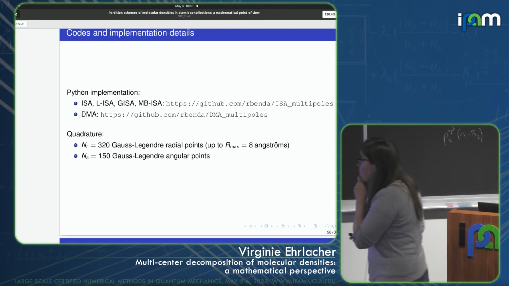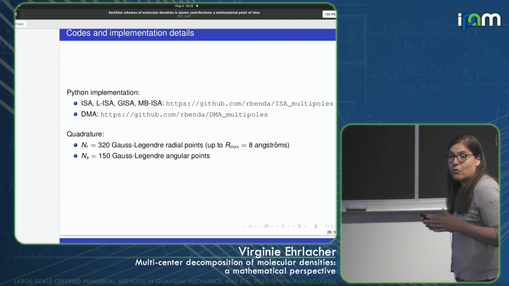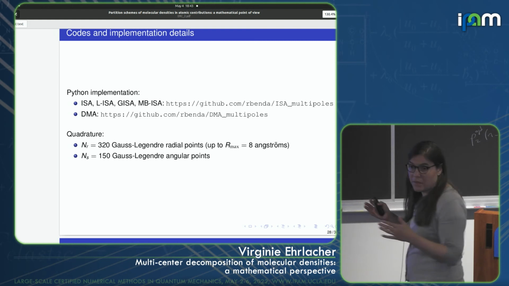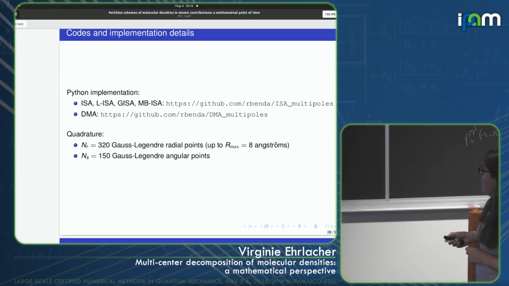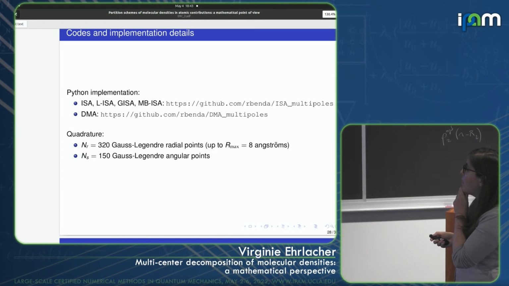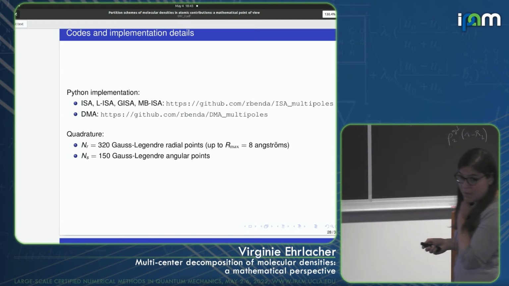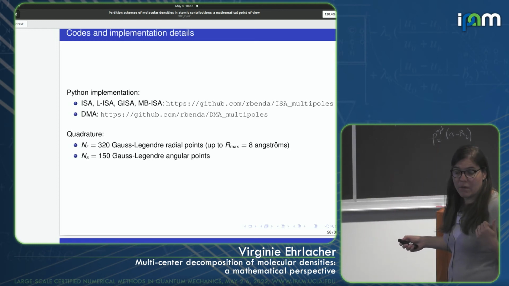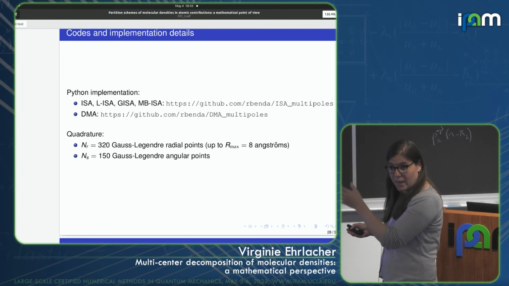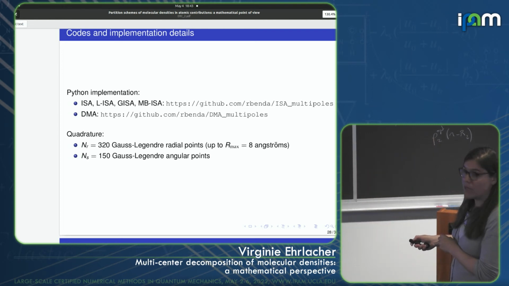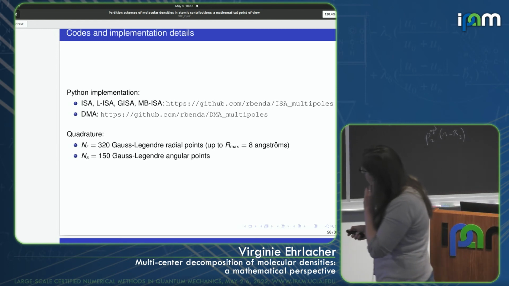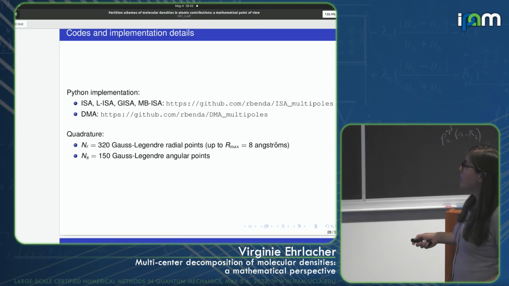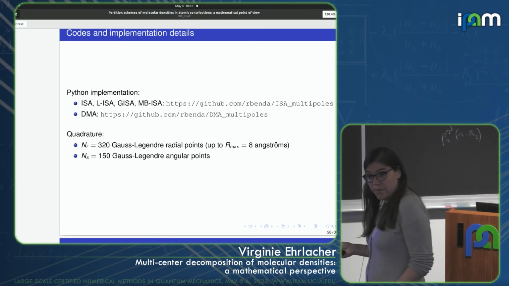So we did some numerical results on some simple systems to illustrate some of the mathematical results that we had obtained and to compare different approaches. The codes are available on these GitHubs that Robert did. Everything was implemented in Python. Also, I presented the version of the algorithm where the integrals were supposed to be exactly computed. Of course, in practice, you need to use quadrature rules. To do so, Robert used Gauss-Legendre radial points and Gauss-Legendre angular points as well, with this number of quadrature points here.